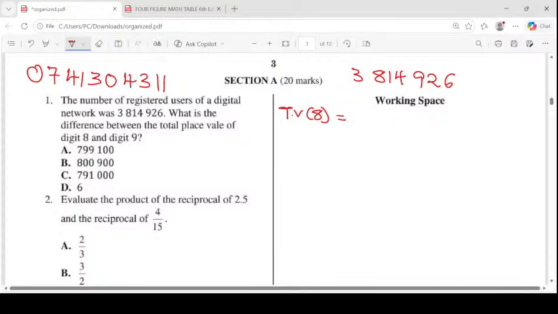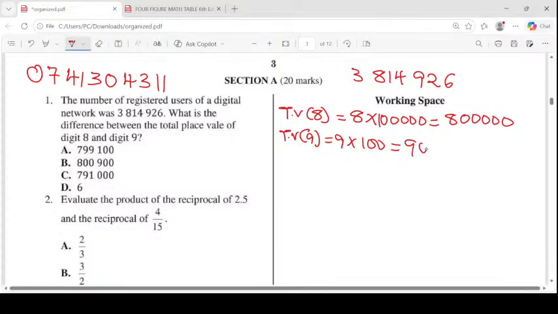to get the total value of digit 8, we take the digit 8, then we multiply by its place value. Ones, tens, hundreds, thousands, tens of thousands, hundreds of thousands. So I have to multiply this by 100,000. This gives me a total value of 800,000. Then digit 9. The total value of digit 9 is obtained by taking the digit itself, 9, multiplied by the place value ones, tens, hundreds. So I multiply this by 100. This will become 900.